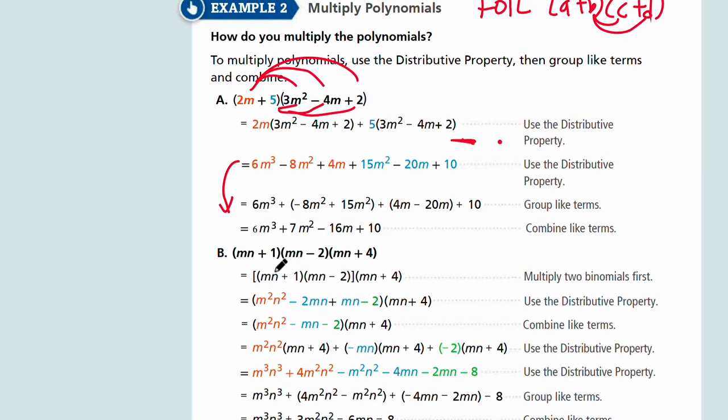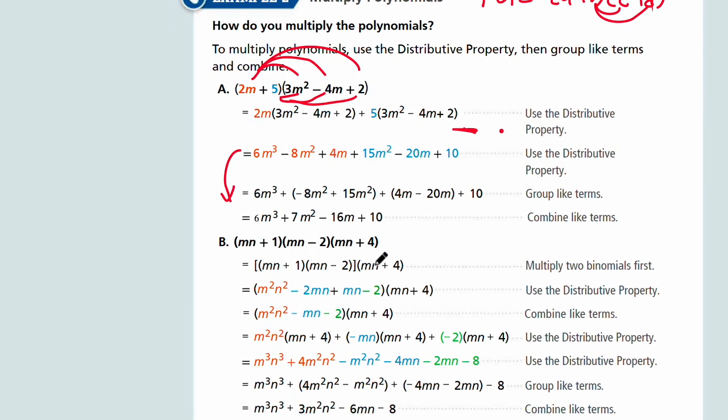You're going to have 3 binomials. How do you multiply this? First, you multiply the 2 binomials, and then you'll have a polynomial, right? And then you're going to use the distributive property to multiply that out, just like we did in part A. Okay, so you just do it step by step. Do one at a time.